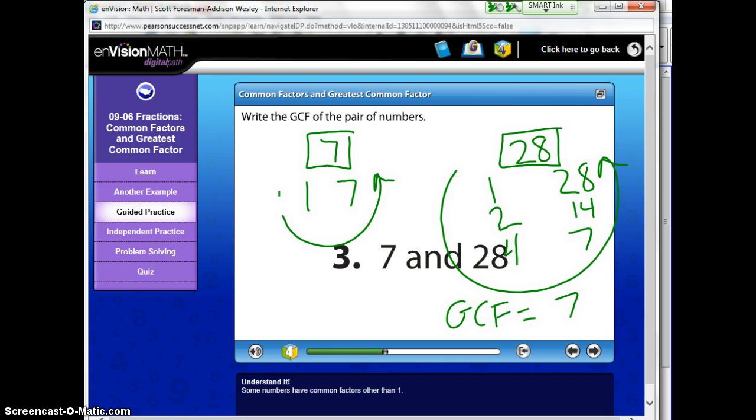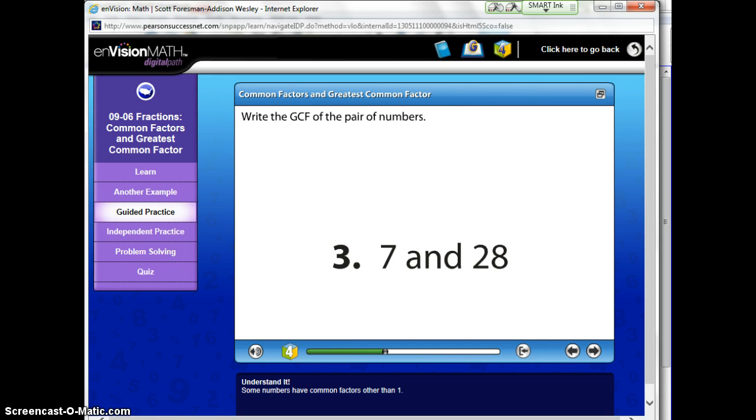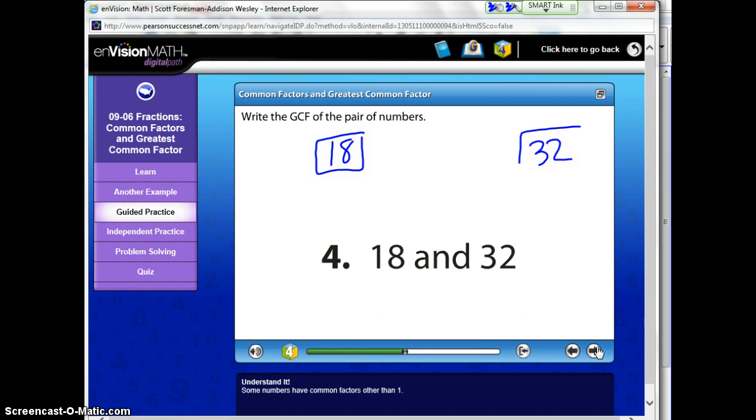How'd you do? Excellent. Now, you're probably thinking, these are a piece of cake, and pretty much they are, but we're going to get a little bit tougher. Just a little bit tougher. Here's the next one. 18 and 32. Give me the factor pairs of 18. Darius? Excellent. Good work. Wrapped up and done.